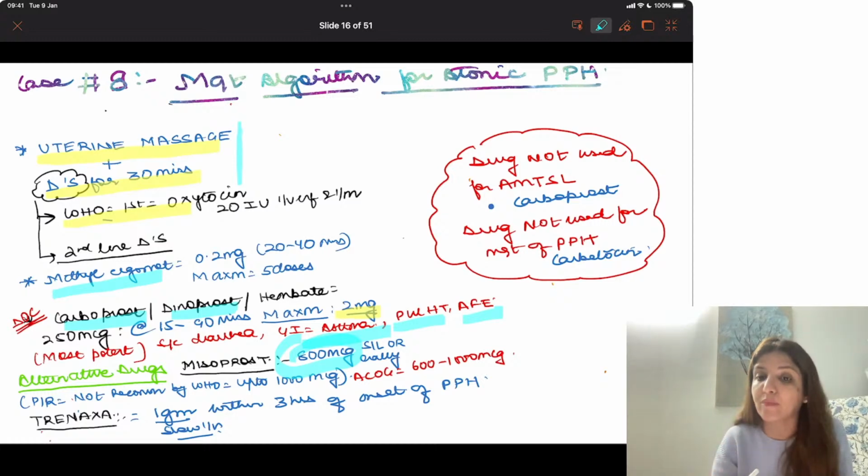What is the dose of carbetocin? Very, very important for active management of third stage of labor. It is 100 micrograms, right? So these are the important points which you have to remember as far as drug management of PPH is concerned.